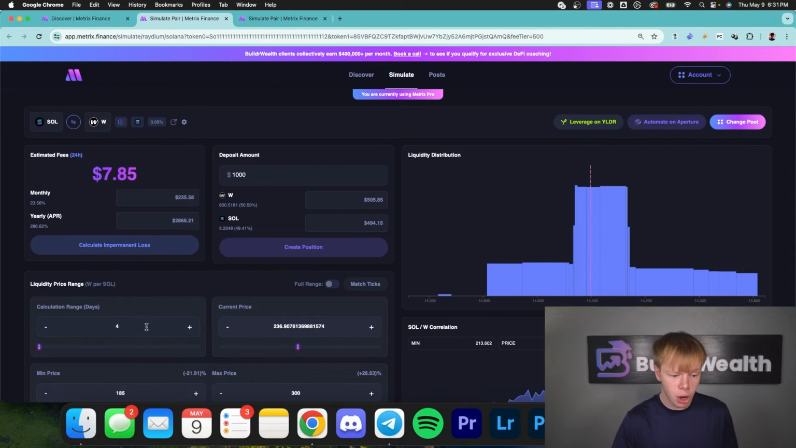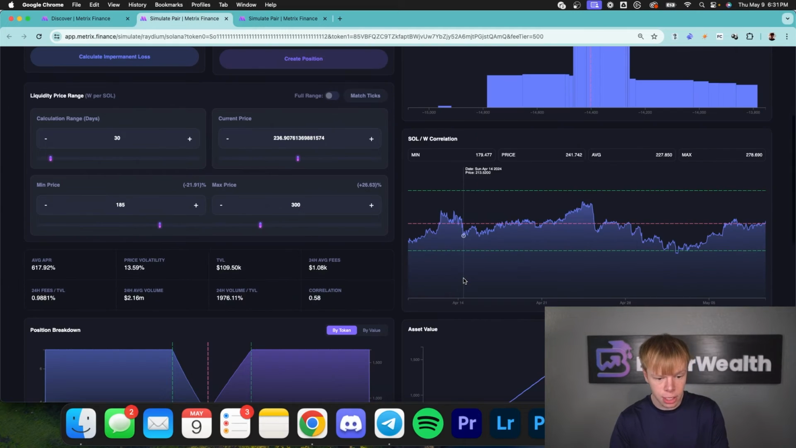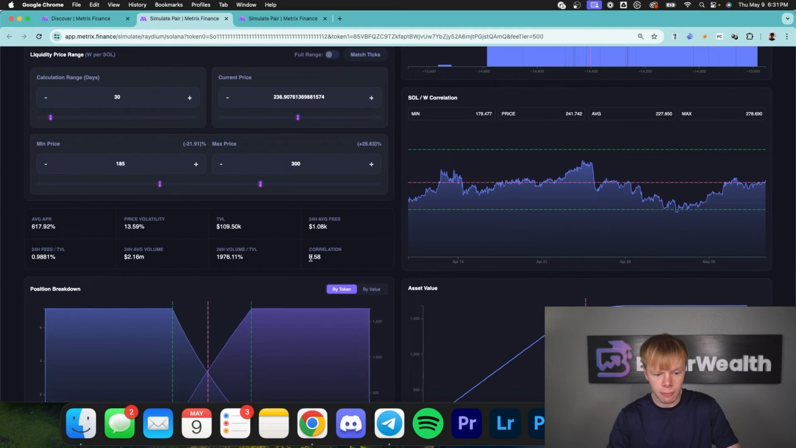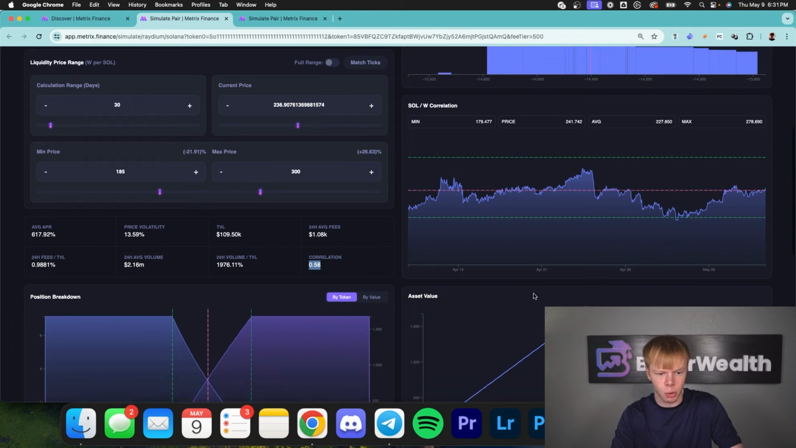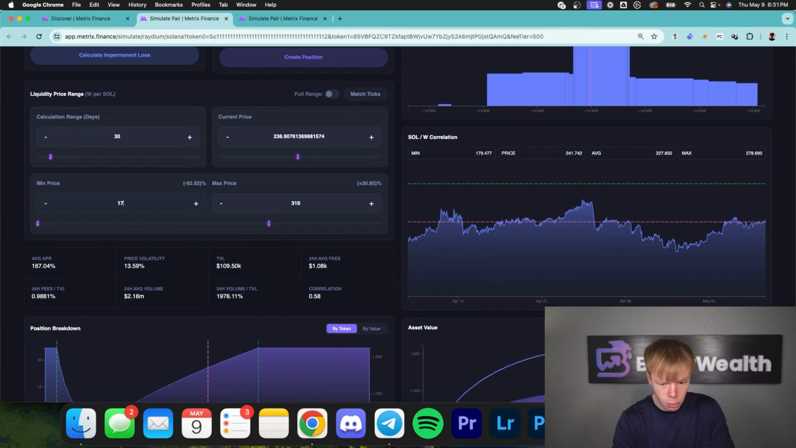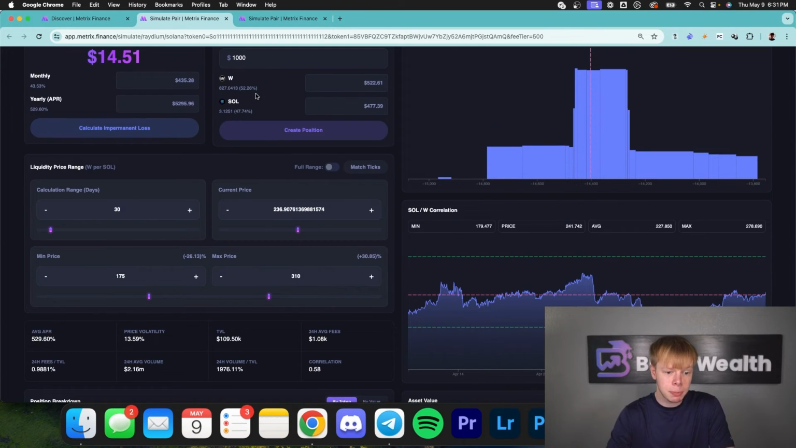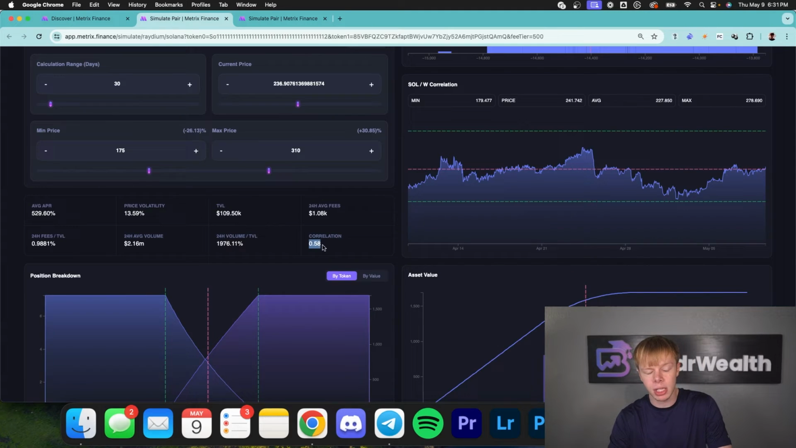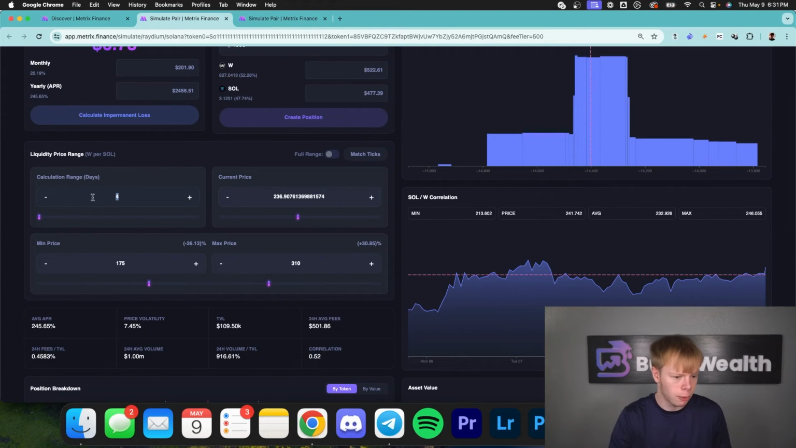Now, one thing that I'm going to notice is when I look at the 30-day chart, you'll notice that correlation is at roughly 58% over here, which is decent, but it's not completely correlated. So we might want to consider bringing our range outwards a little bit, having maybe 310 on the top and maybe 175 on the bottom. That keeps us at about 50-50, but it also gives us a broader range. And if we adjust back to 4 days of a calculation range, we're getting about 245%.